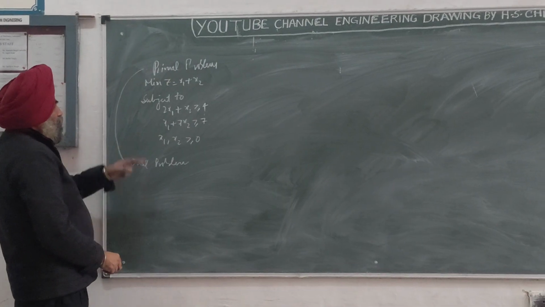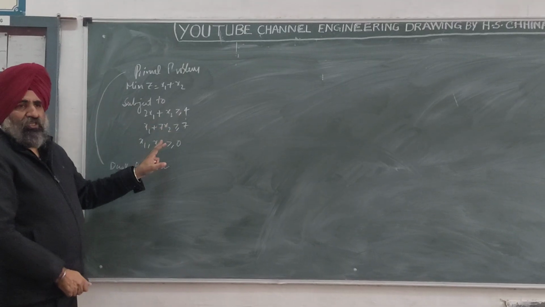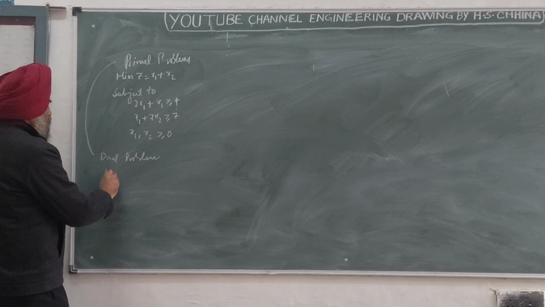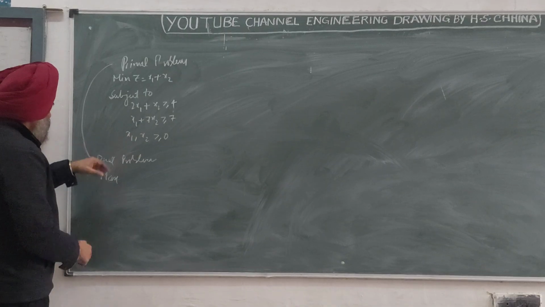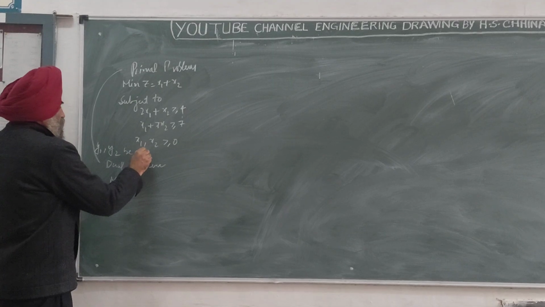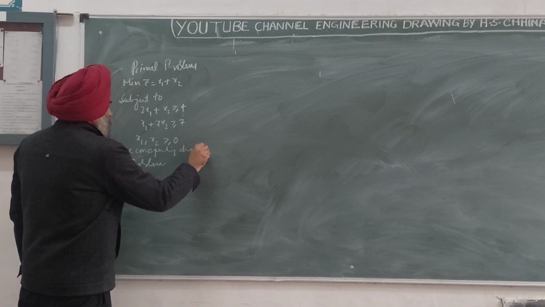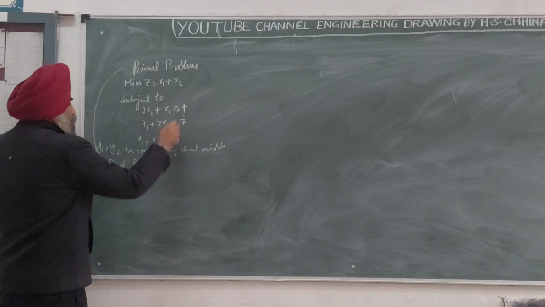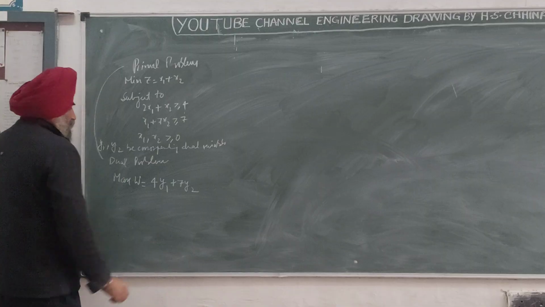Now again, if your original problem is of minimization type, all your constraints should be of greater than equals to type. For converting into the dual problem, your dual problem will be of maximization type. How many constraints? There are two constraints, so there will be two dual variables. Let y1, y2 be the corresponding dual variables. So maximum W is equal to 4y1 plus 7y2. Clear?